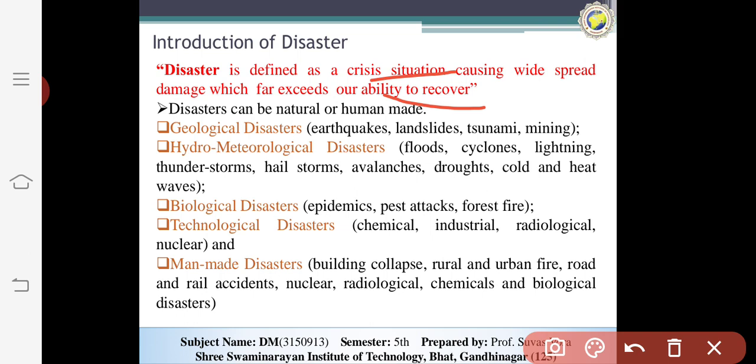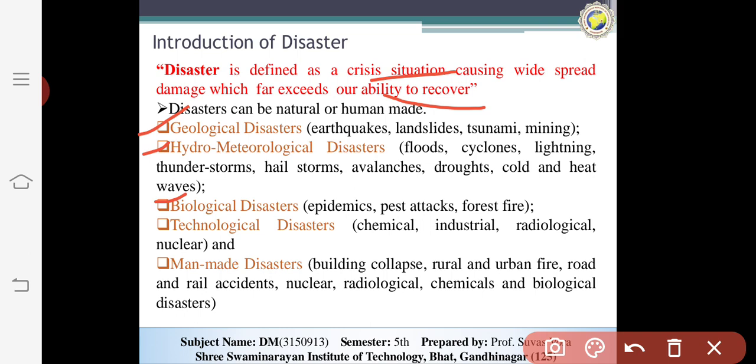Based on this, there are two types of disaster, natural disasters and human-made disasters. Here in this chapter we learn about geological disasters, which cover earthquake, landslide, tsunami, etc. Then the hydrometeorological disasters: flood, cyclone, lightning, thunderstorm, hailstorm, avalanche, droughts, and cold and heat waves. These are examples of hydrometeorological disasters.